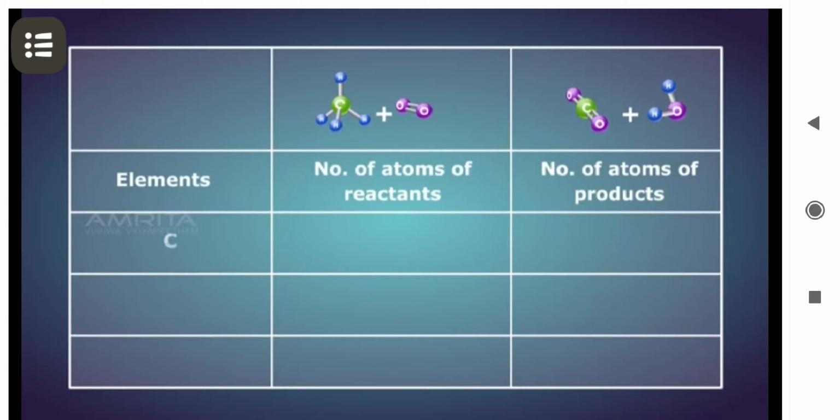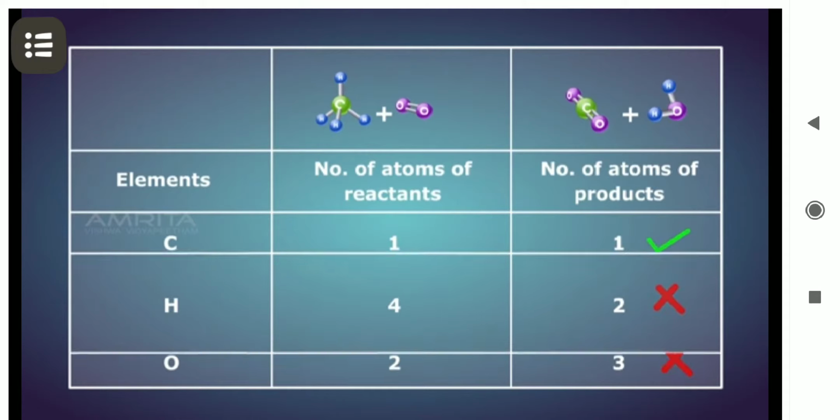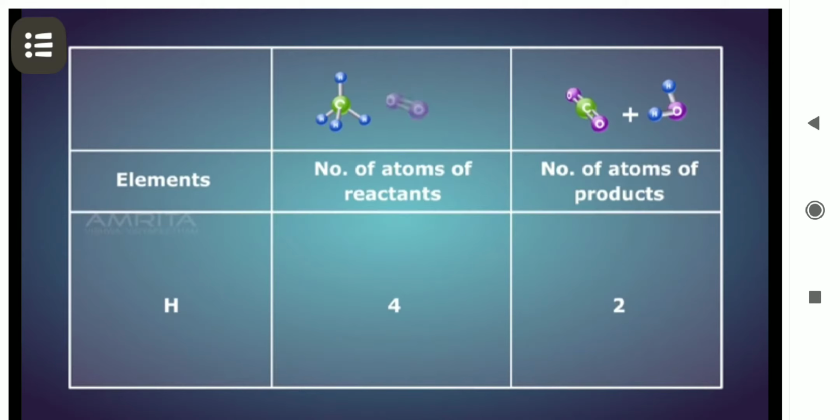Let us now count the number of atoms of all the elements in the reactants and products in the unbalanced equation on both sides of the arrow. The hydrogen atoms in the reactant CH4 are 4, while in the product H2O the count is 2. To balance the hydrogen atoms, put coefficient 2 before H2O on the product side.